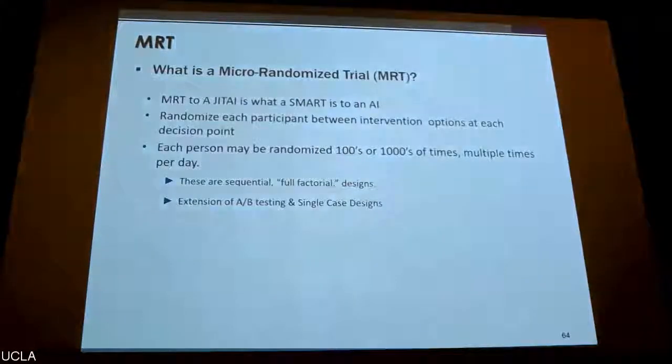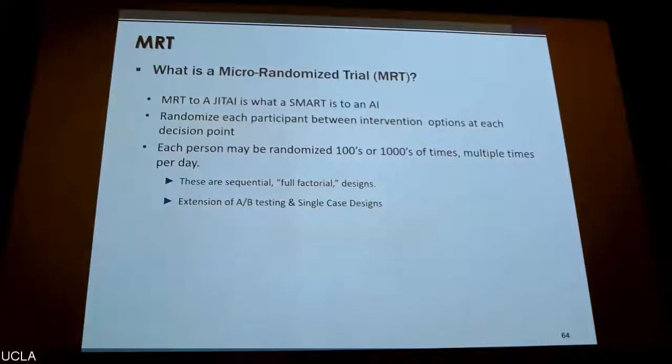Lucky for us, Susan Murphy has been working really hard in the past several years on developing micro-randomized trials. I am new to micro-randomized trials, right? So maybe I won't be able to answer all your questions, but I want to give you my intuition for these designs. You ready? So an MRT, a micro-randomized trial, to a JITAI is what a SMART is to an adaptive intervention. And I talked to you earlier about SMARTs, and I showed you that in a SMART, you typically have 2 stages of randomization.